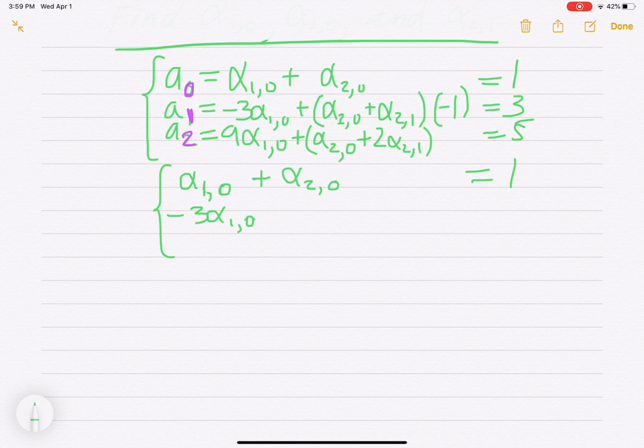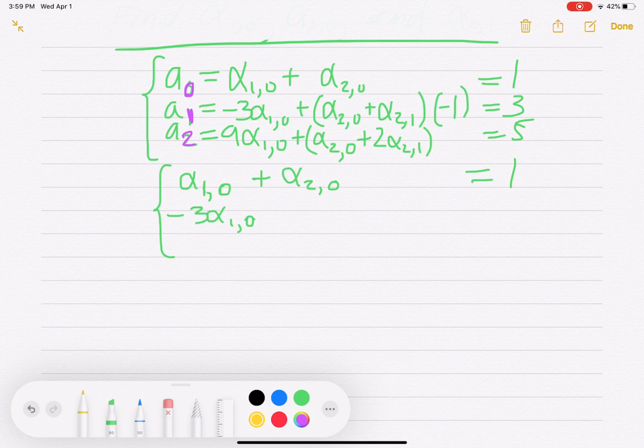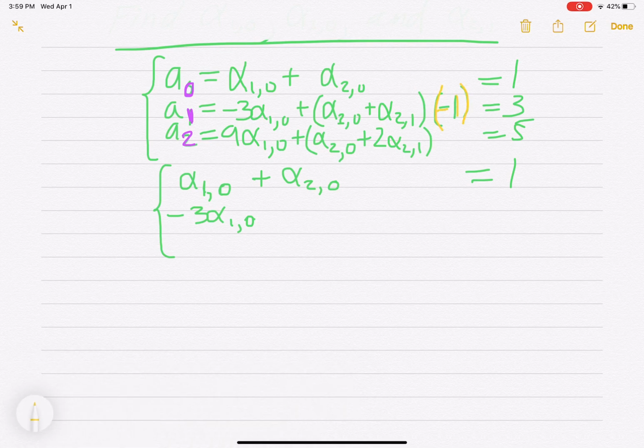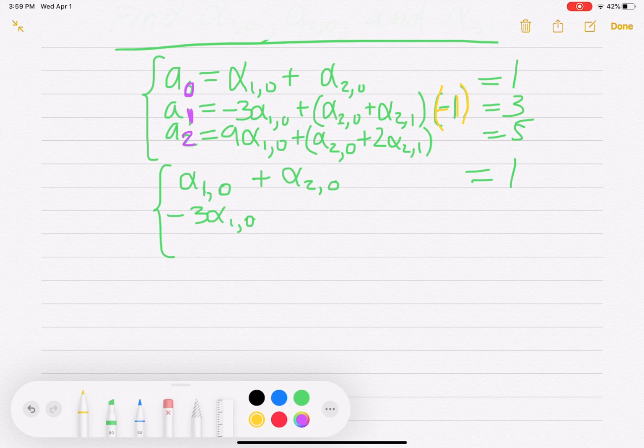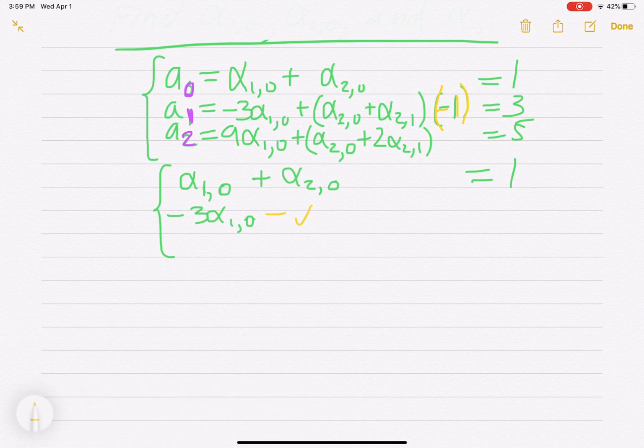And when you multiply here by this negative 1, this yellow negative 1 right here, that's going to flip the signs. We're going to have minus alpha 2,0 minus alpha 2,1. So I just distributed negative 1 through those two terms in the yellow parentheses. On the right-hand side of the equation, we got 3. And the last one, we got 9 alpha 1,0, and nothing happens on those. We just write alpha 2,0 plus 2 alpha 2,1, and that's equal to 5.